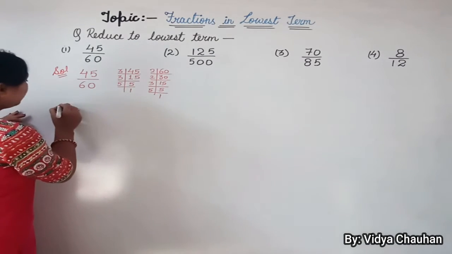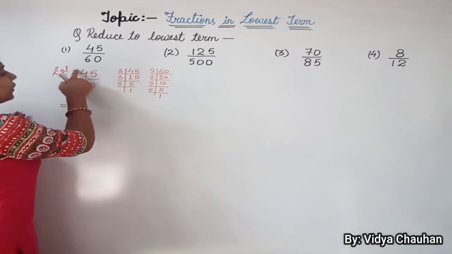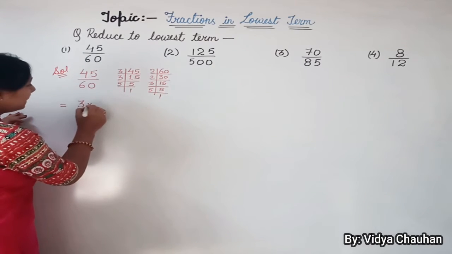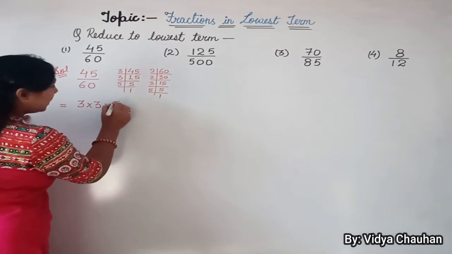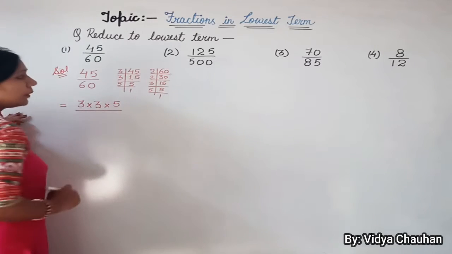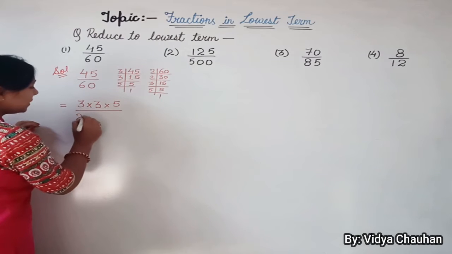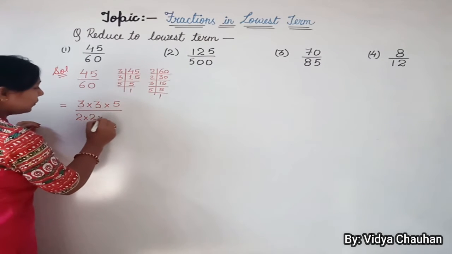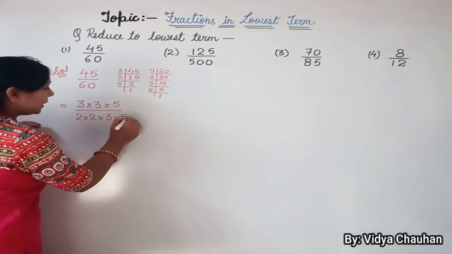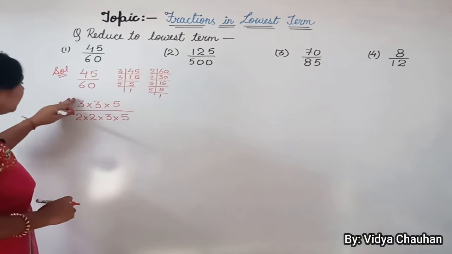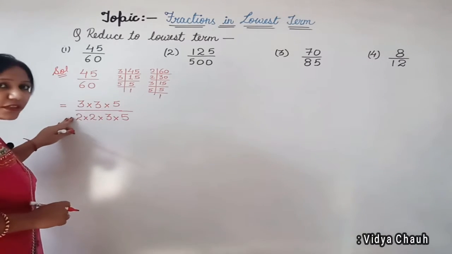Now what you have to do in the next step, write 45 in its factor form. So 45 can be written as 3 multiplied by 3 multiplied by 5 upon 60. How can you write 60? We can write 60 as 2 multiplied by 2 multiplied by 3 multiplied by 5. Clear, students? So we have written both the numbers in their factor form.